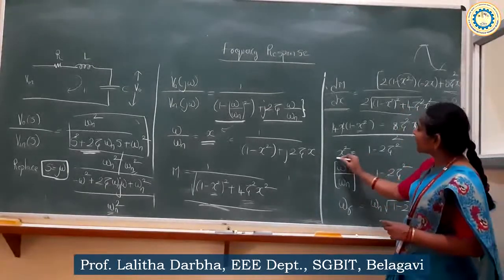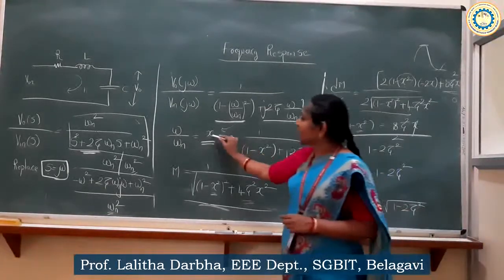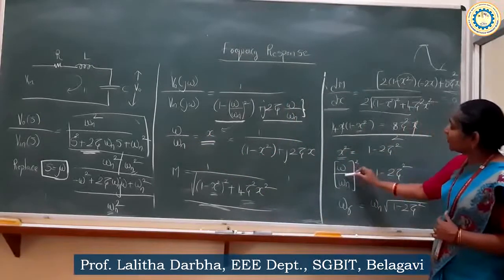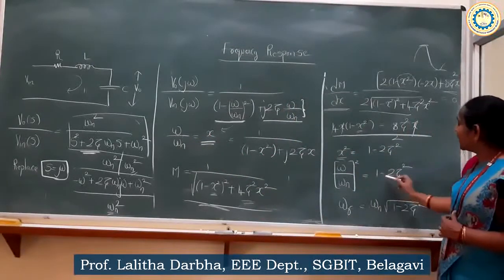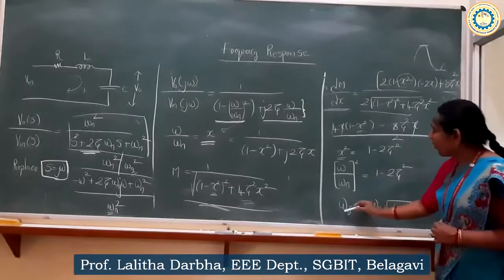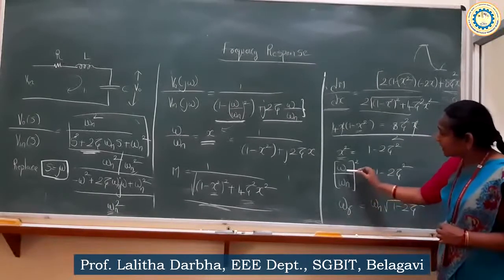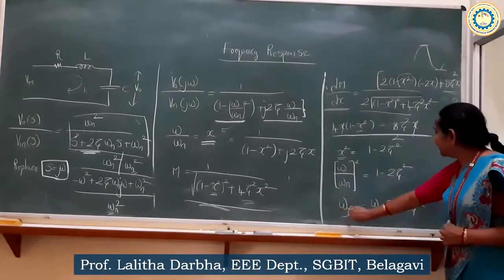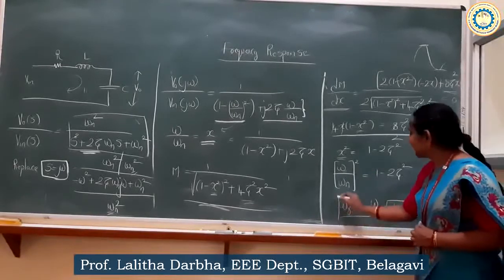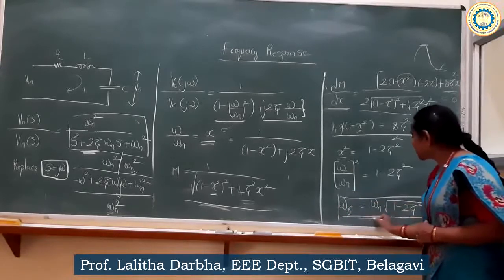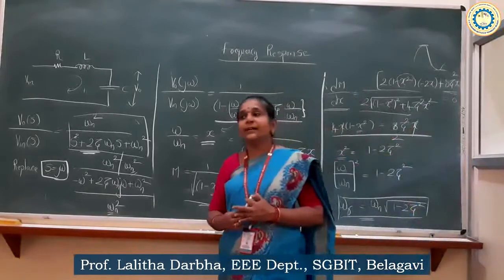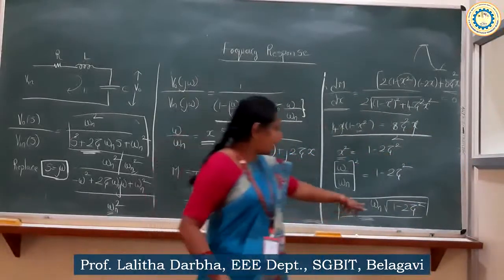But what is our assumption of x? We have assumed x to be omega by omega n. Replace now. So we are getting omega by omega n square is nothing but 1 minus 2 zeta square, or omega, our resonant frequency, is obtained by omega n root of 1 minus 2 zeta square. So this is the final expression for calculating theoretically the value of resonant frequency given omega n.